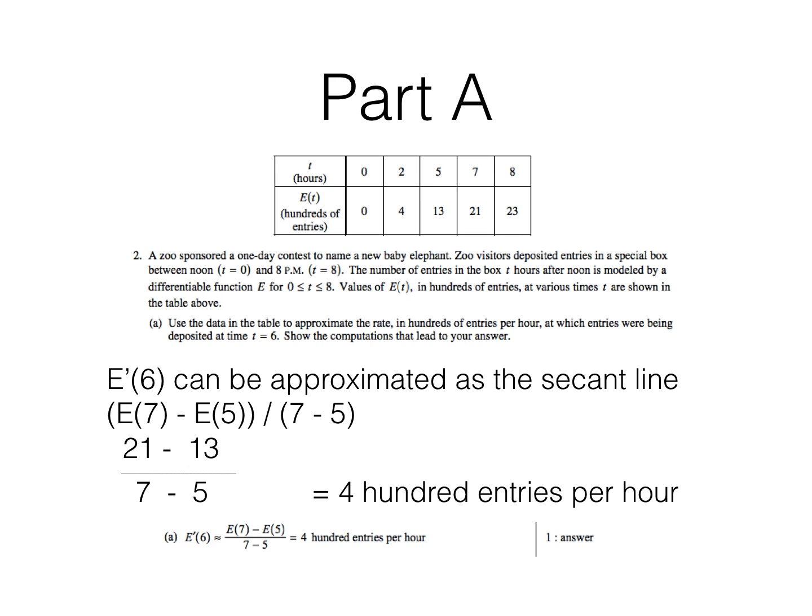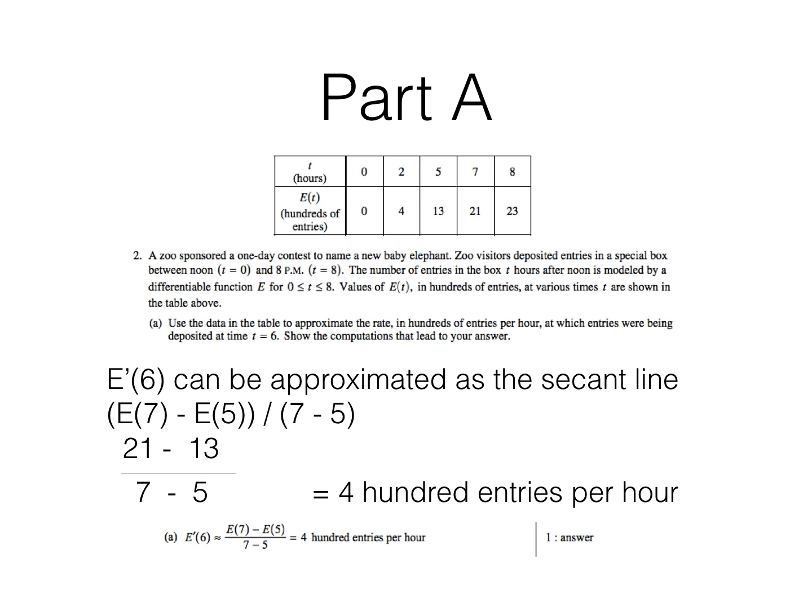So part A is asking us to use the data in the table to approximate the rate, in hundreds of entries per hour, at which entries were being deposited at time t equals 6. And it wants us to show the computations that led to our answer. If we take a quick look at our data table, we're going to find that it's not giving us t equals 6. It gives us t equals 5 and t equals 7, but not t equals 6.